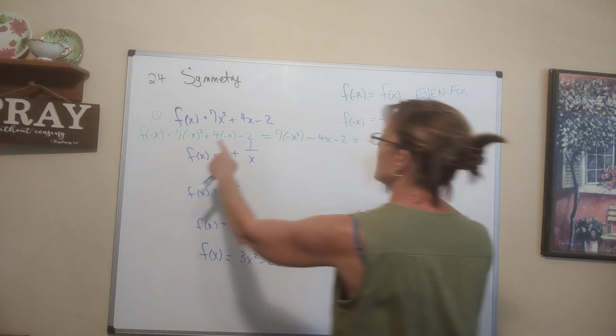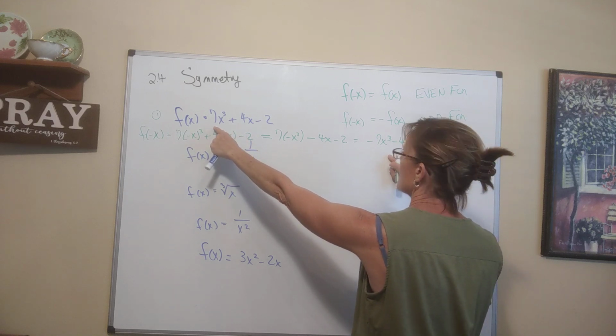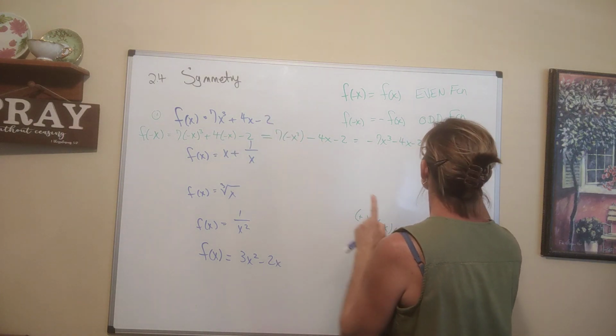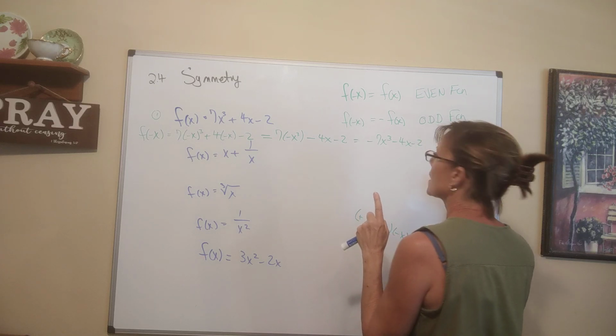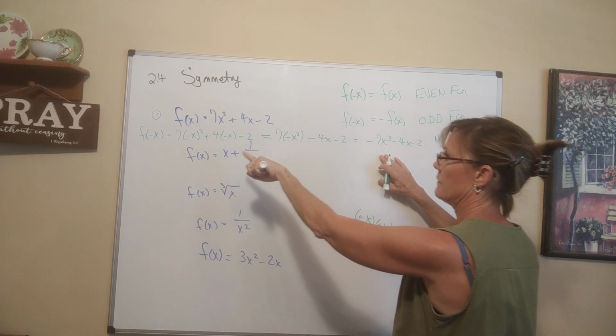Now we'll look at it. Does this look exactly like the original? Well, I have a positive 7 there and a negative 7 there, so no. The one thing I can say so far is this is not even. Not even. Okay. Does this look like the opposite of this?